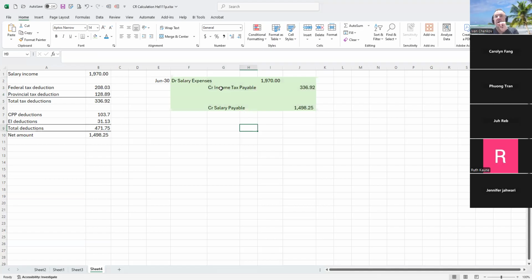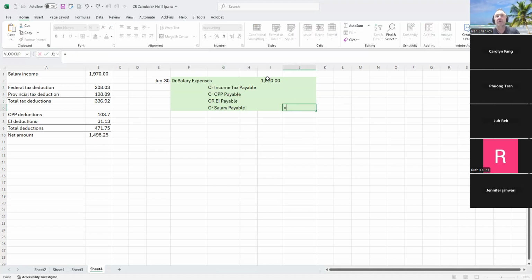Yes. If we don't have to pay the income taxes, and if you don't have to pay Canada Pension Plan, so we have to put here Canada Pension Plan payable, and then we have to put here credit employment insurance payable, correct? All those are liabilities. If I don't have those liabilities, how can I balance the entry? By giving everything to the employees.